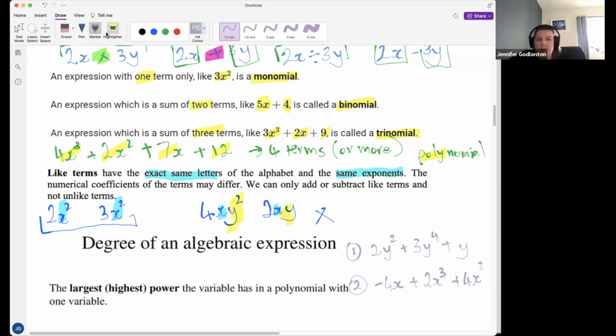If we have a look at question 1, and we read what this says, the degree of an expression is the highest power. Okay, so my highest power in question 1 is a 4. So because of that, I would say that it is the 4th degree. So we look at the highest power, and that's how we determine the degree. So have a look at question 2 for me. What is the degree of question 2?